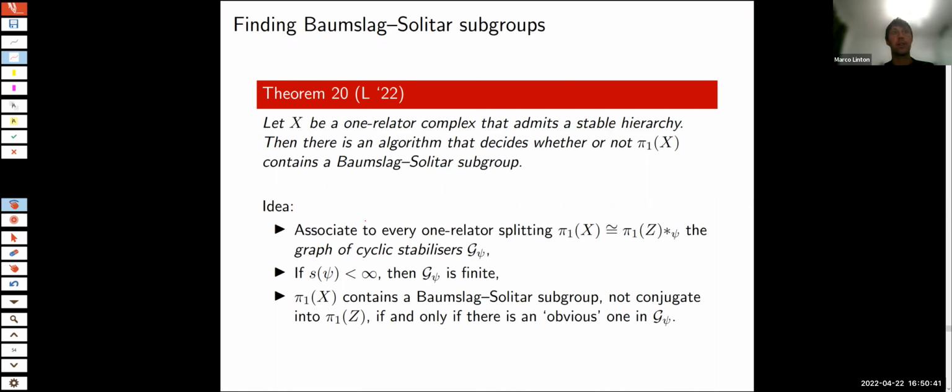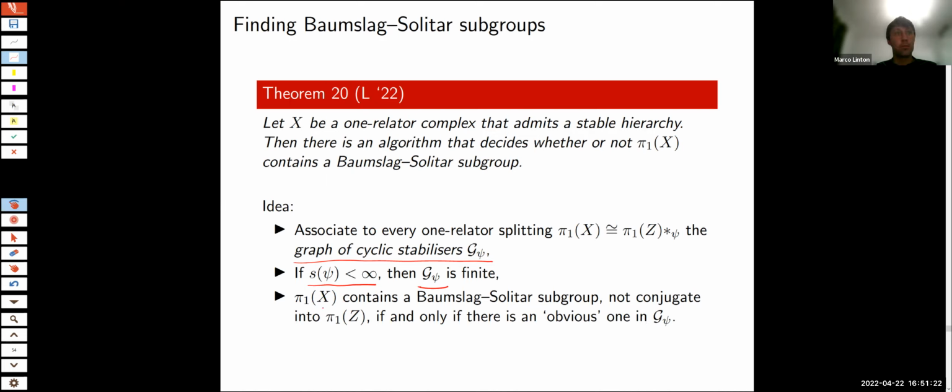So the idea is essentially that to every one-related splitting which appears in the hierarchy, we associate a graph of groups called the graph of cyclic stabilizers. Each vertex group is going to be a cyclic group, and if the stable number is finite, then this graph itself is going to be finite. We can compute larger and larger subsets of this graph, and because it's finite, we can compute the whole thing.